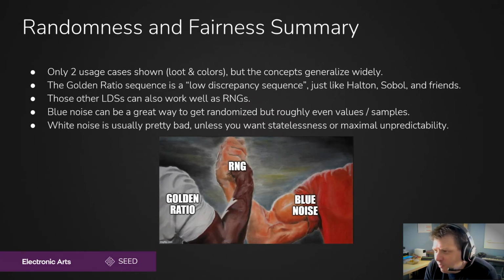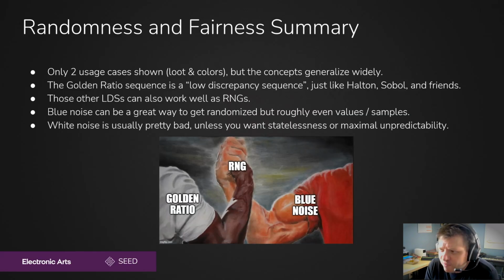The golden ratio sequence is actually a low discrepancy sequence, just like Halton, Sobol, and friends. And so because of that, those other low discrepancy sequences can also sometimes work well as RNGs. So that's just something to keep in mind if you need higher dimensional random sequences, I guess.